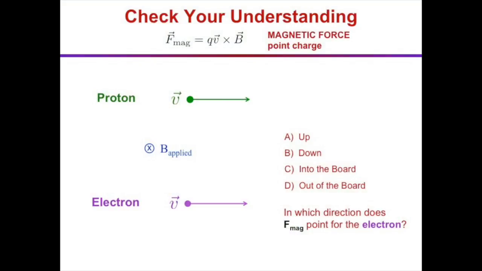Now do it for an electron. Same situation, same magnetic field, same velocity, but now it's an electron. Which way does the force point in this case? All right, overwhelmingly, you're all getting the same answer. So anybody want to walk us through how to do it this time?